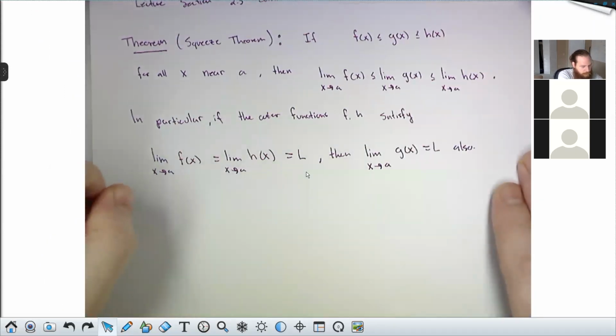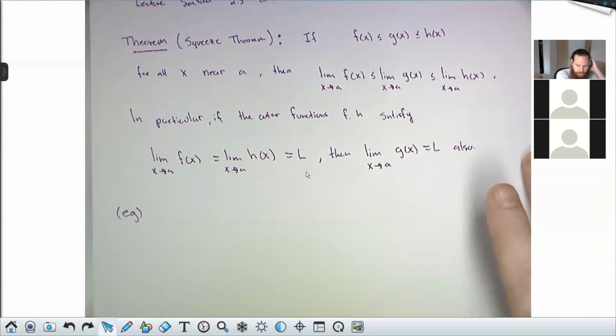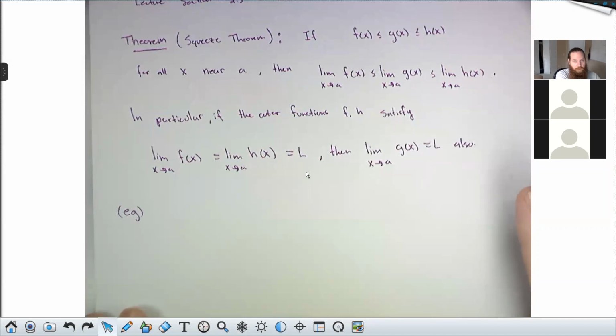This squeeze theorem is important. It'll be important in this class as a source of examples and fun problems. It'll be especially important in Calc 2.